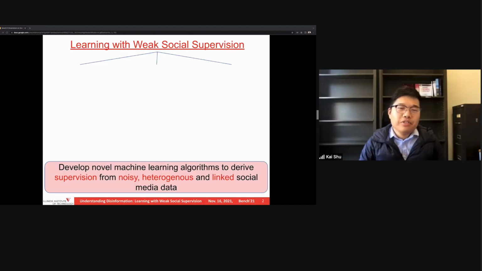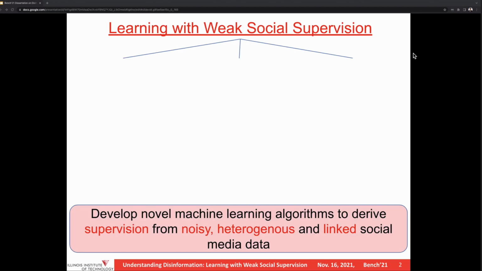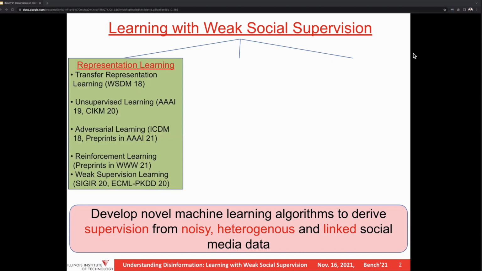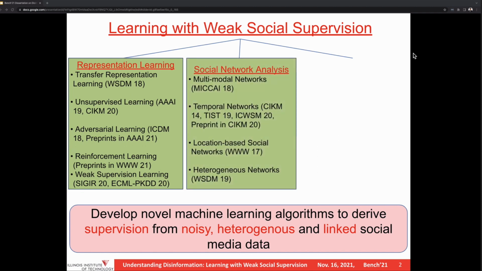During my PhD study, I focused on developing novel machine learning algorithms to derive supervision from noisy, heterogeneous, and linked social media data. First of all, social media data is usually high-dimensional and noisy, so I developed feature representation learning methods to handle complex social media data. Second, social media makes it very easy to collect social networks with millions of users, which provide opportunities for network analysis, so I'm focusing on modeling different types of networks.